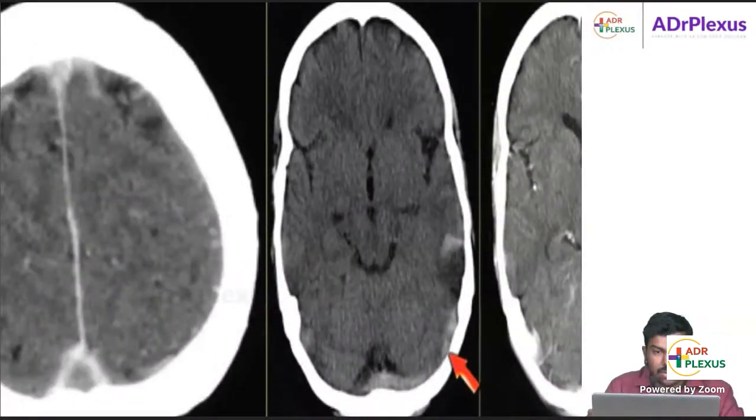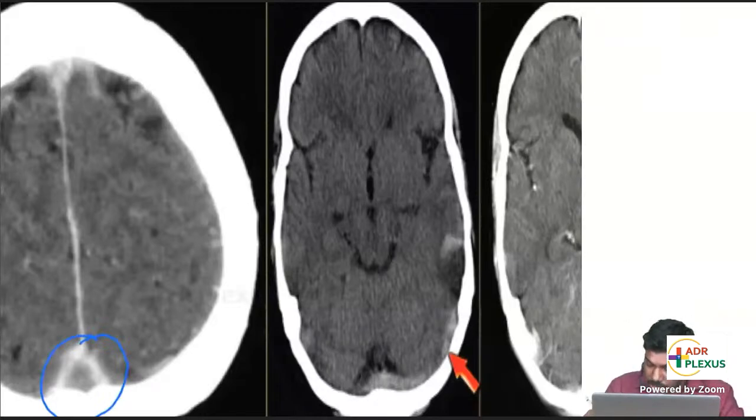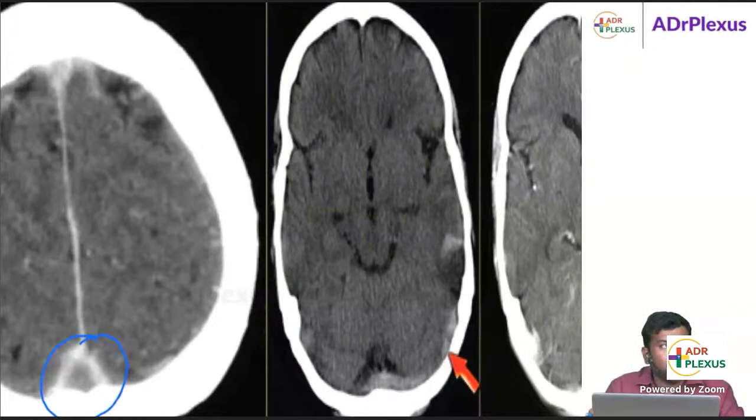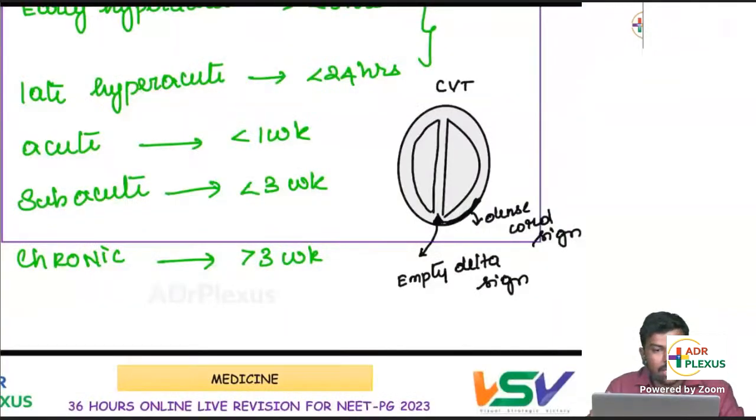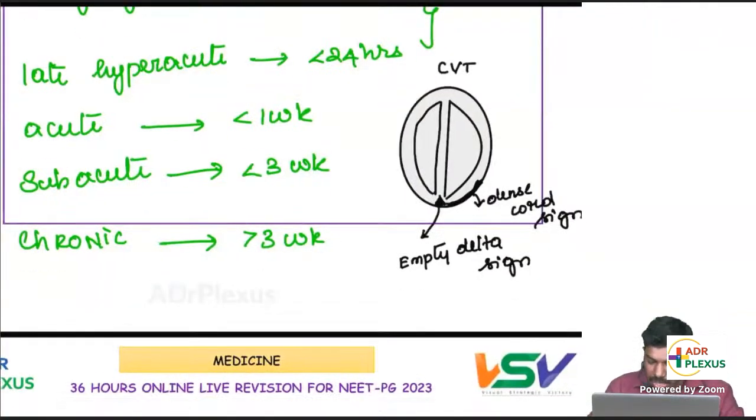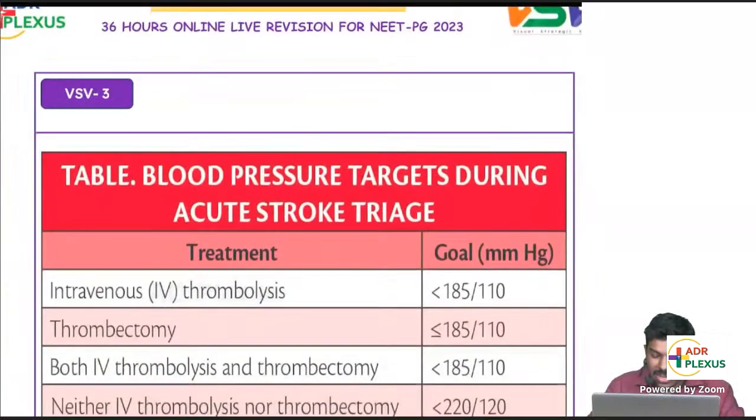What is this one? This is the empty delta sign, and this is the dense cord sign. So empty delta sign and dense cord sign you are going to get in cortical vein thrombosis. So I hope I'm clear with the image. Then moving on to the next topic.